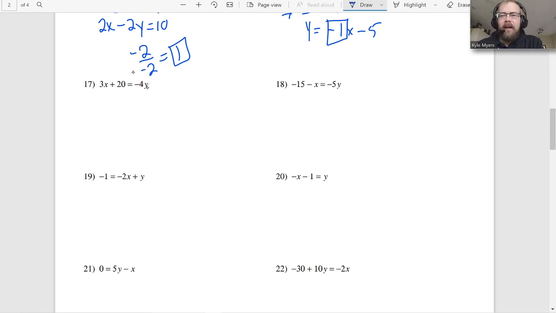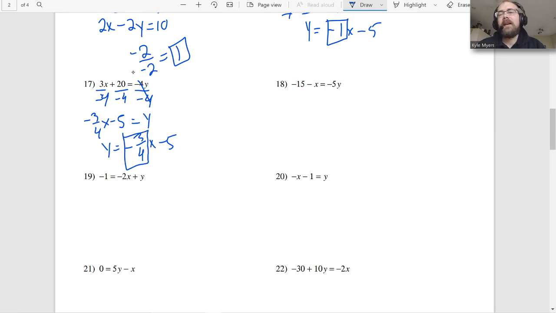This is already almost in slope-intercept form, actually. If I divide both sides by -4, because I could just move the y over. Y equals -3/4 x minus 5. Slope is -3/4. If you didn't see that, you could always put it in standard form and use the formula for standard form, right? So no big deal, right?